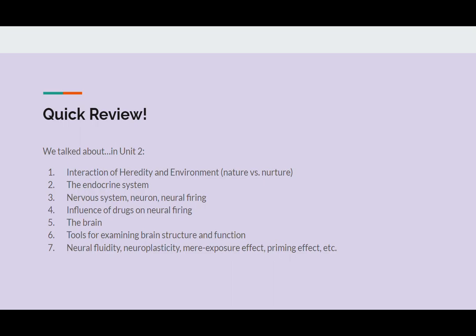Just a quick review of what we covered in Unit 2. Since Unit 2 is about the biological basis of behavior, we mentioned the nurture versus nature debate, interaction of heredity and environment, the endocrine system, such as various glands and how the hypothalamus controls which glands, the nervous system, neurofiring, influence of drugs on neurofiring, the brain, tools for examining brain structure and function, neuroplasticity, mere exposure effect, priming effect, and so much more. If you haven't watched my previous videos on these topics, please do so.